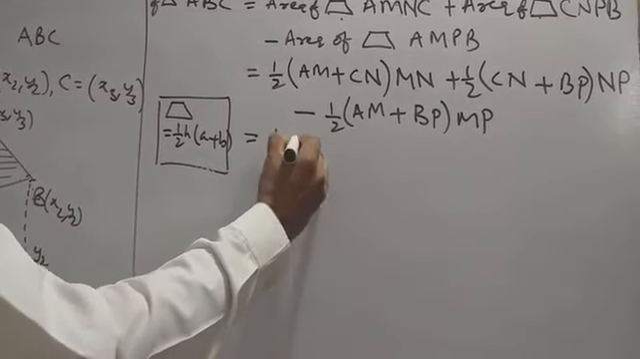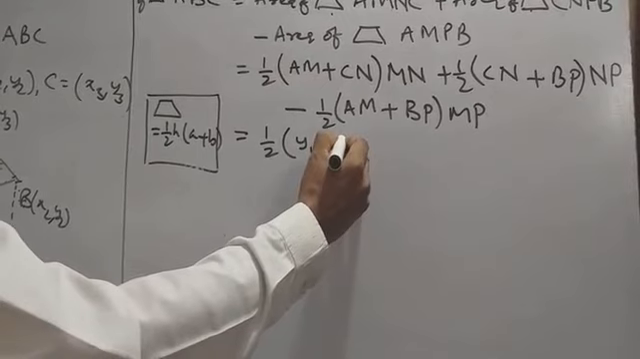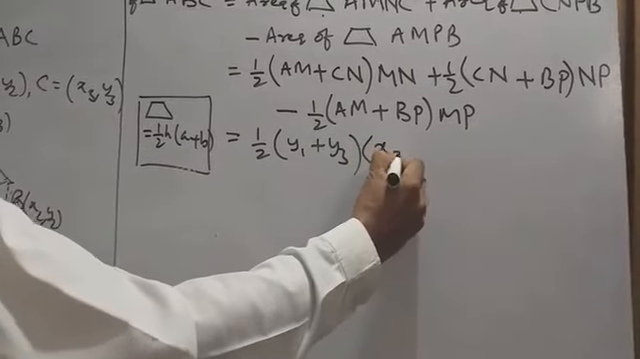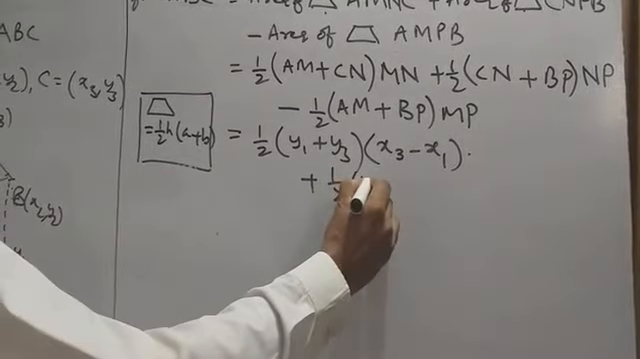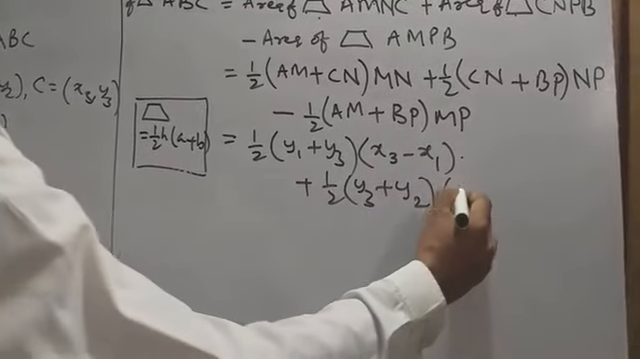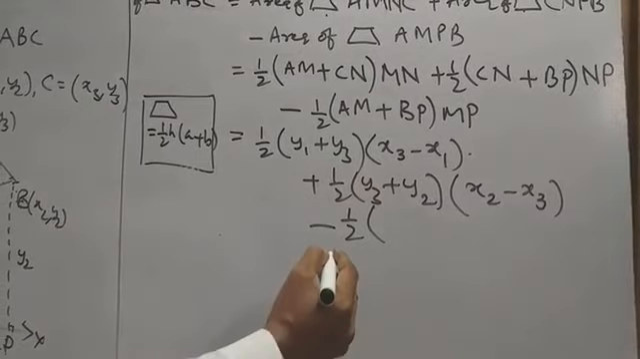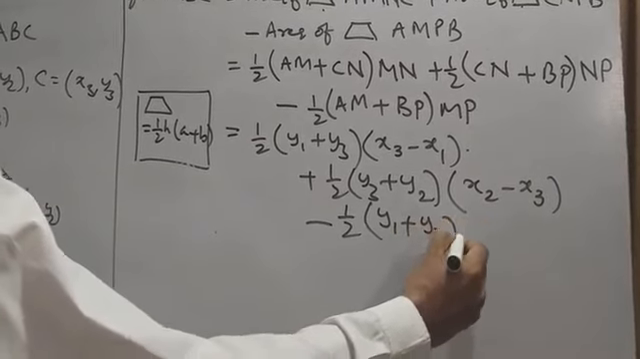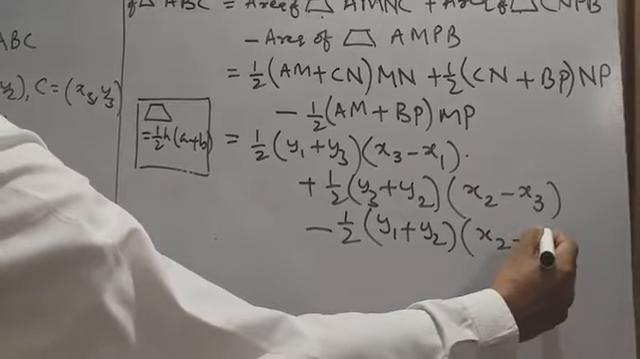Now, from the diagram, we know that the AM value is nothing but y1, CN value is nothing but y3, so it is half of y1 plus y3 of the MN value, which is x3 minus x1, plus half of CN value y3 and BP value y2 and NP value x2 minus x3, minus half of AM value y1 and BP value y2 of the MP distance, which is x2 minus x1.